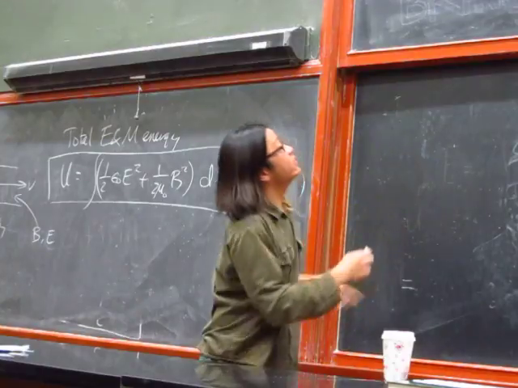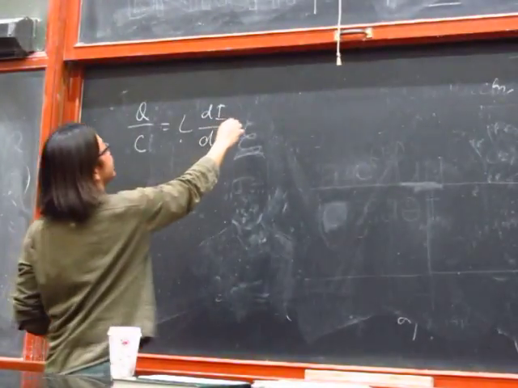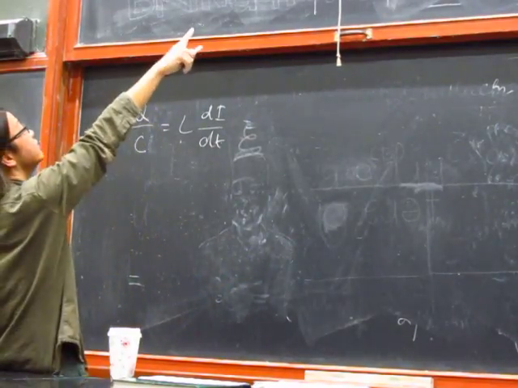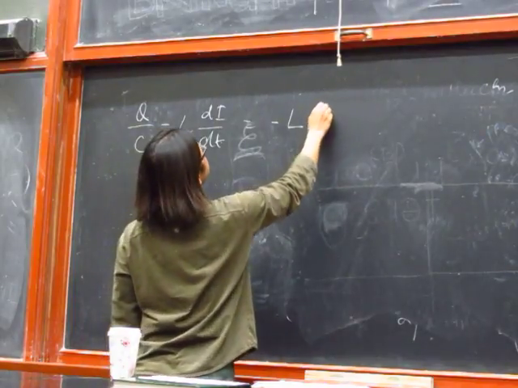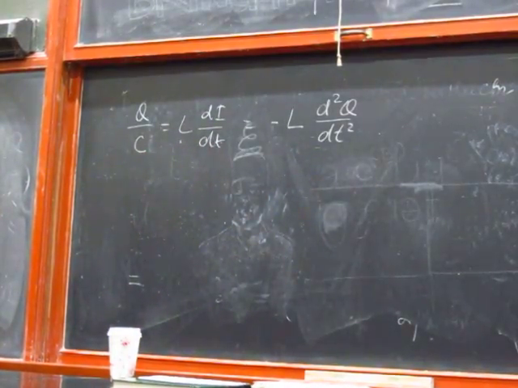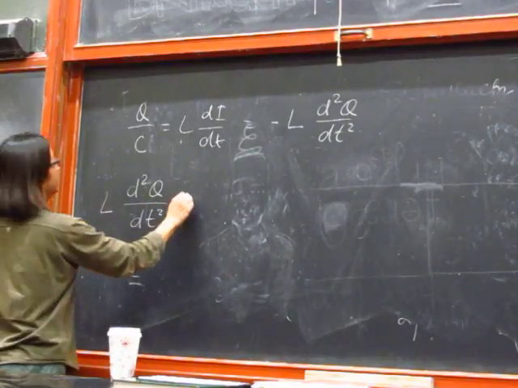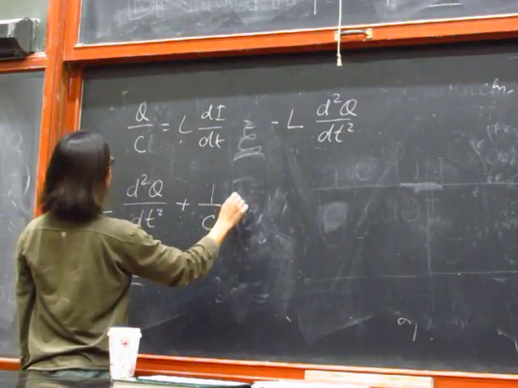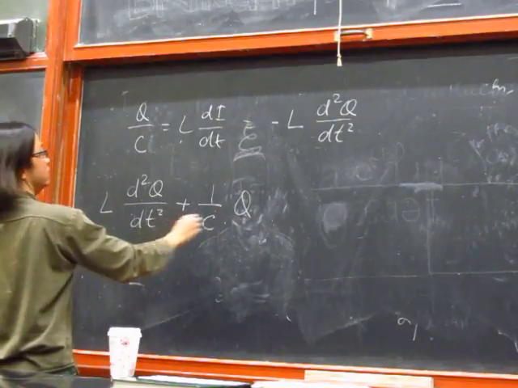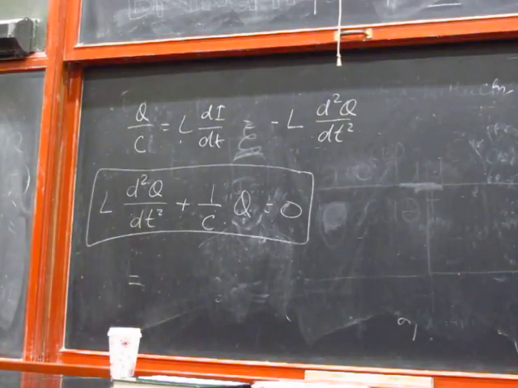If I look at that equation, Q over C is equal to L di/dt. But L di/dt is just equal to minus L d squared Q dt squared. I'm substituting I with minus dQ/dt from the first equation. So what I have is L d squared Q dt squared plus 1 over C times Q is equal to 0. This is the differential equation that describes what happens when I have an inductor and capacitor configuration in series.